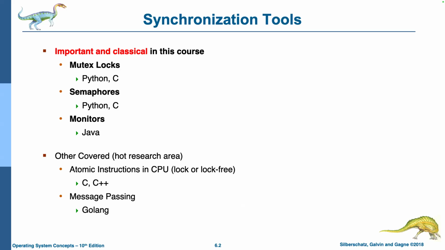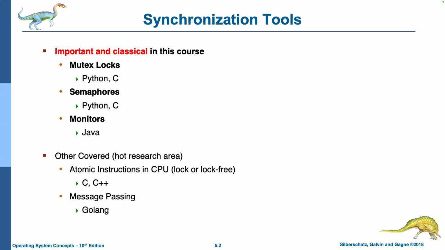It's very important and classic in this course, like mutex locks. We use locks and semaphores. The locks and the semaphores are widely used in Python and C. The monitors is Java provided. It's widely used in Java.